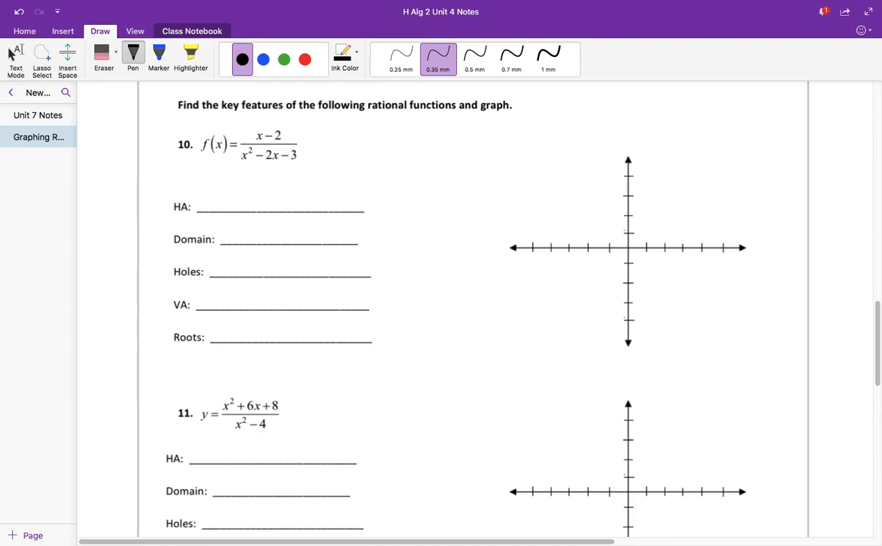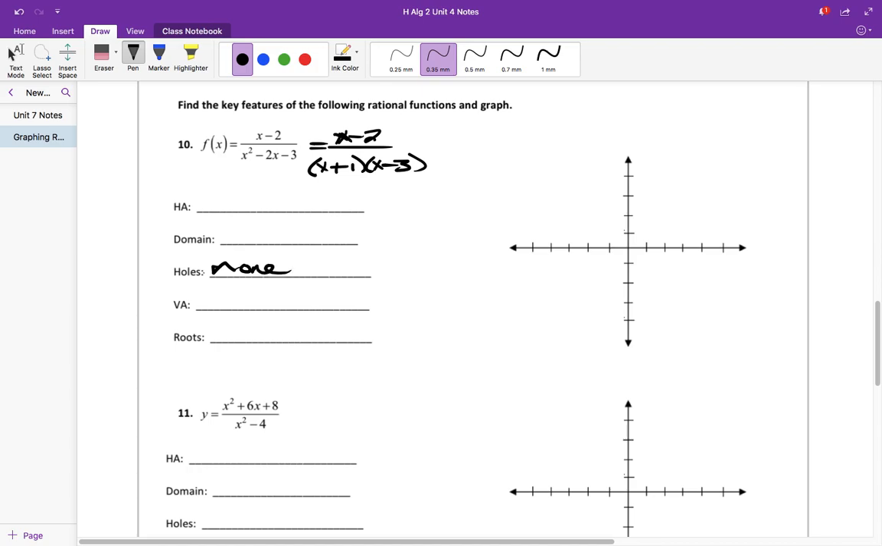So number 10, we're going to find all the key characteristics or key features of the following rational function and then graph it. So number 10, once again, let's start this one by factoring. So x minus 2 over x plus 1, x minus 3. Looking at our factors, there aren't any factors which are going to divide out. So for holes on this one, there are none.